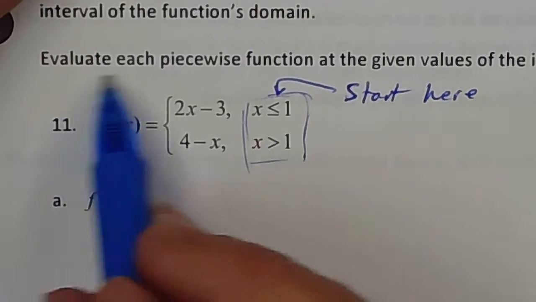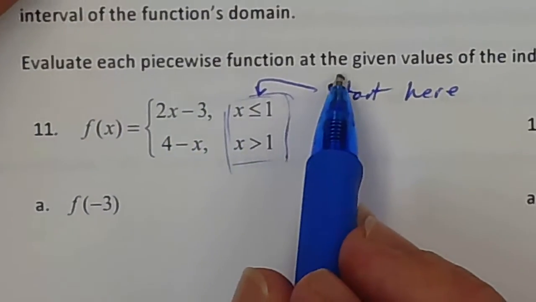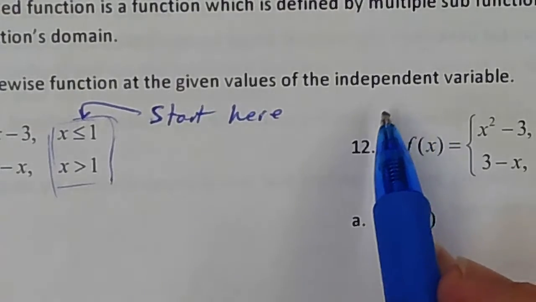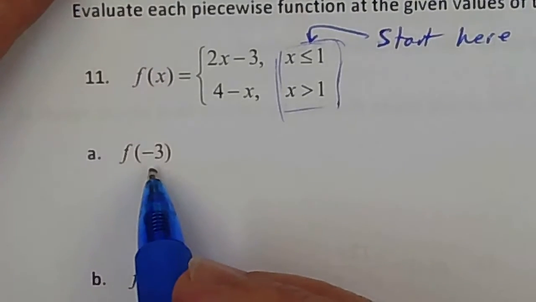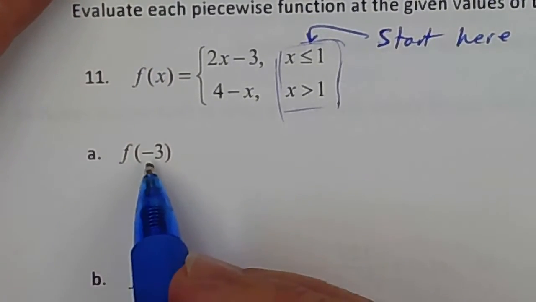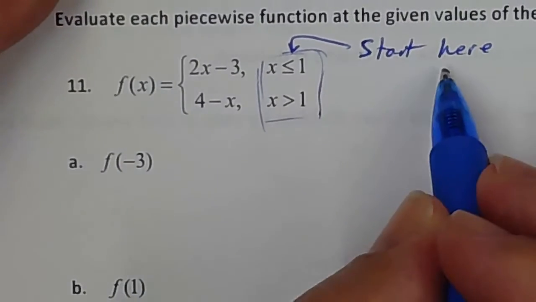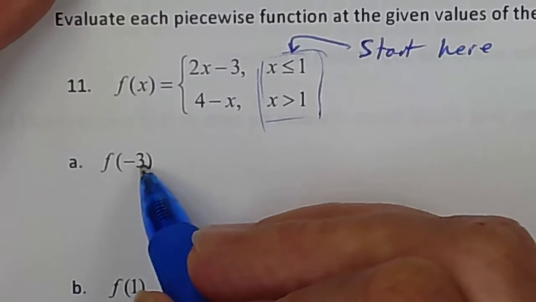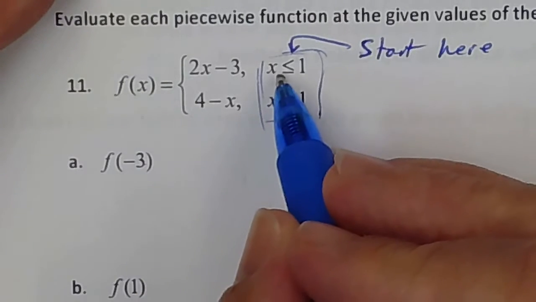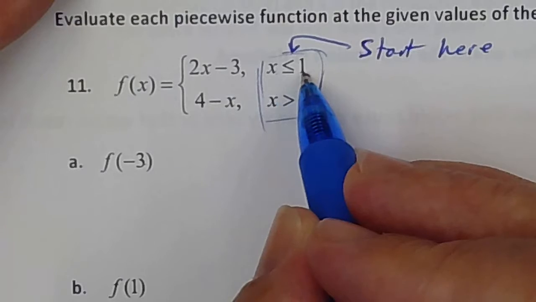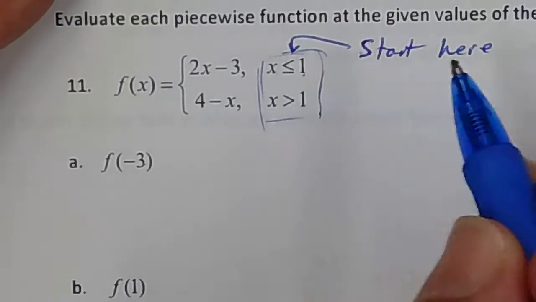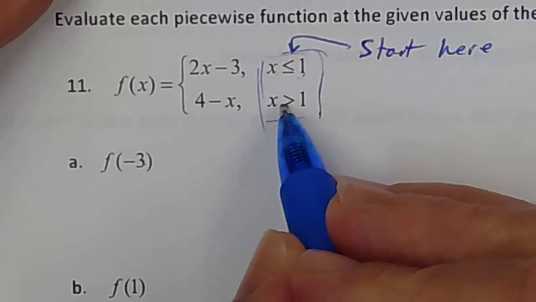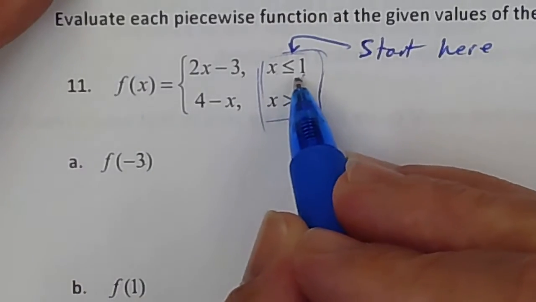So the directions say to evaluate these piecewise functions at the given values of the independent variable, which means x, right? It's our input value. So for part A, we're given an x value of -3. So we start here and decide which of these conditions are true. Is -3 less than or equal to -1? I'm sorry, why did I say negative? +1. Yes, it is less than 1. It clearly is not greater than 1. So this is the condition it satisfies.